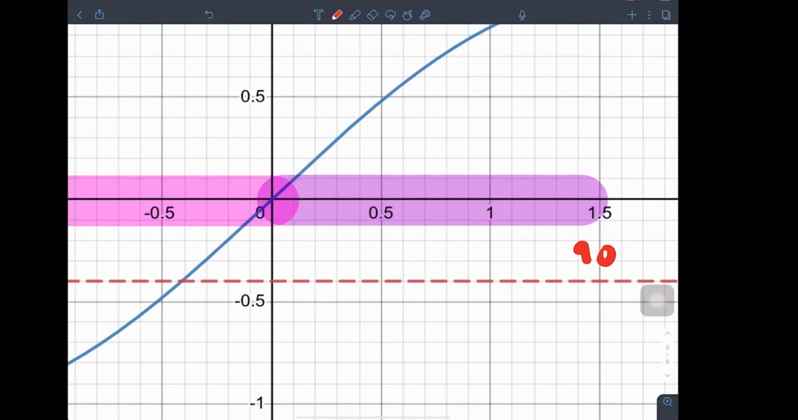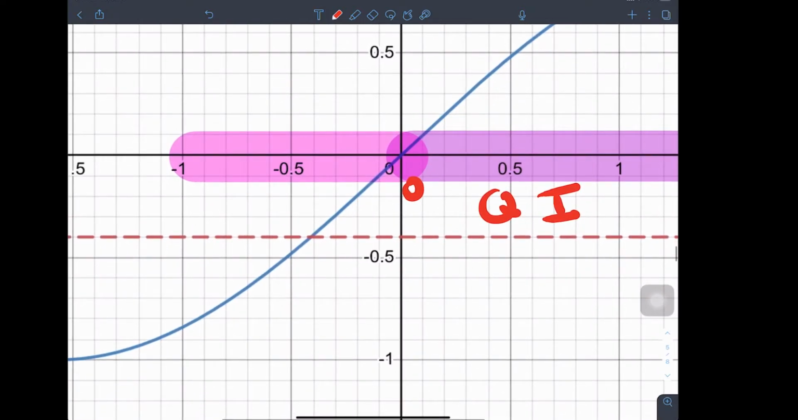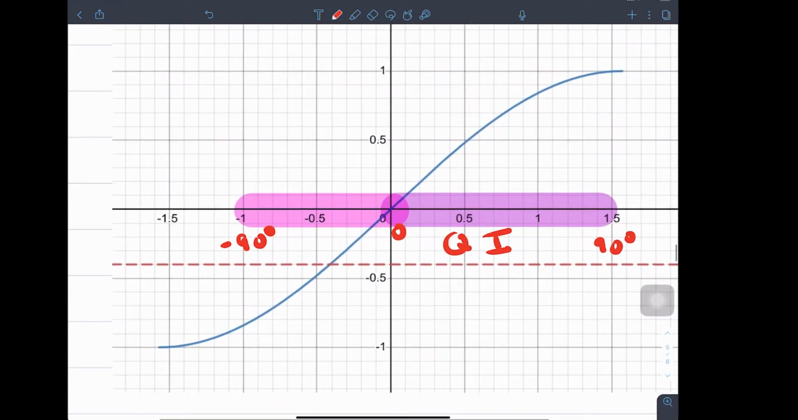Isn't pi over 2 90 degrees? That's what I'm saying. 0 to 90 degrees. What quadrant is this? This is quadrant 1. You say, I know. But then what about this quadrant? This is negative 90 degrees. Sorry, I didn't give the whole. That's not negative 90 degrees.